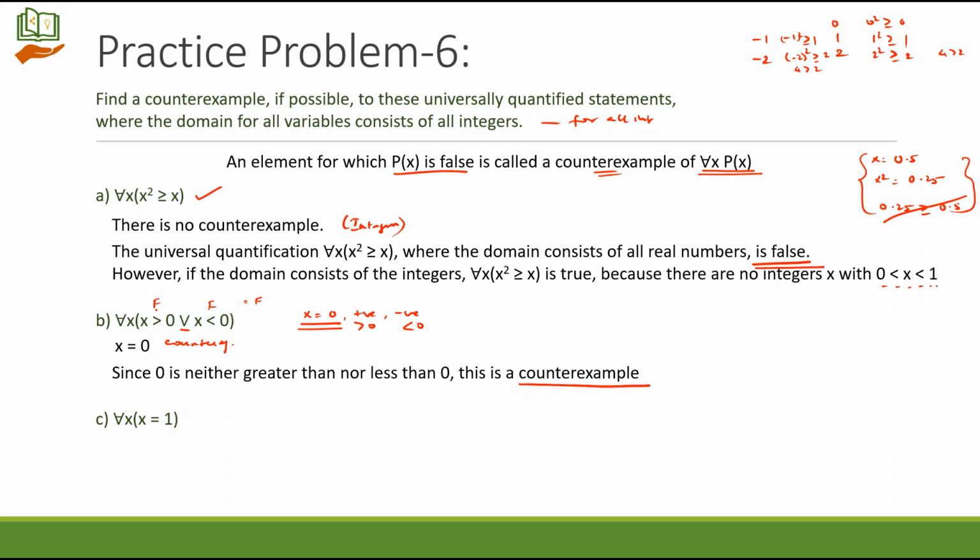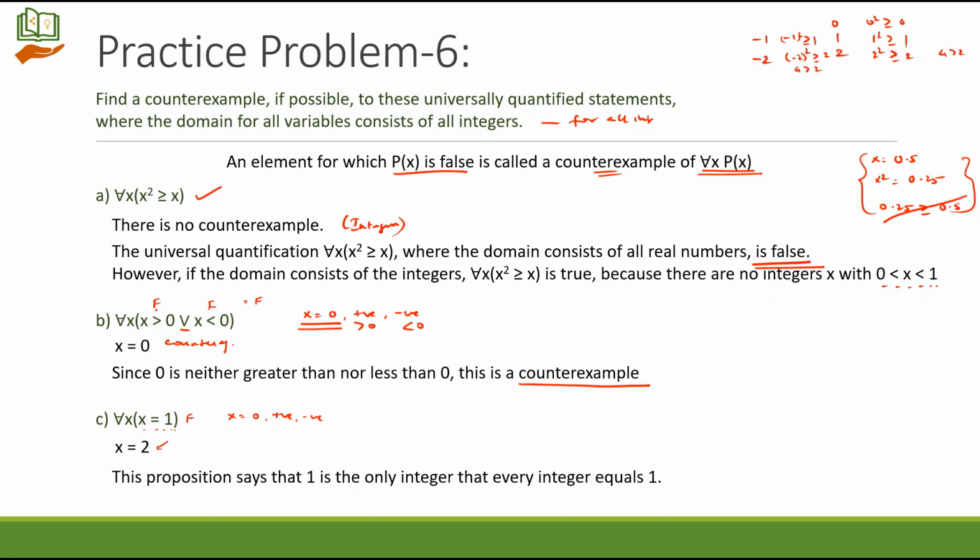Now let's go to the third one. For all x, x is equal to 1. Actually, in the domain of integers, x can take the value of 0, positive, negative. But here it is just given as x is equal to 1. This proposition says that every integer equals 1, which is totally false for all values. Just take x is equal to 2. Is 2 equal to 1? No. So this is false. You can take this to be the counterexample. You can have lots of counterexamples. Any integer other than 1 can be a counterexample here. Just for a sample I have given x is equal to 2.